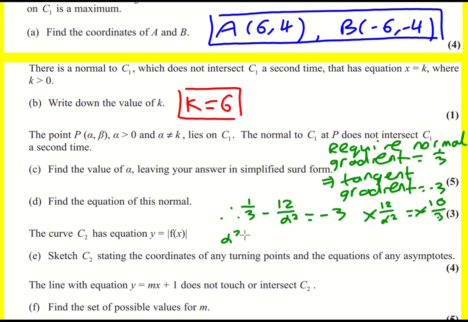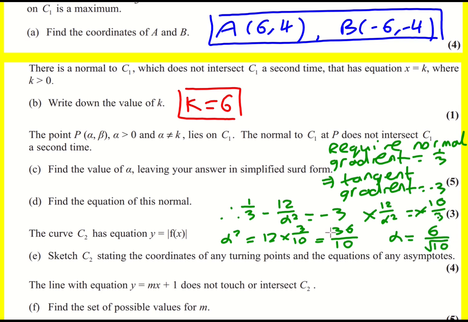And then alpha squared, if I times through by 3 over 10, will be 12 times 3 over 10, which gives, what can I do here? 36 over 10. Let me leave it like that because 36 is a square number. And therefore alpha will be 6 over root 10.